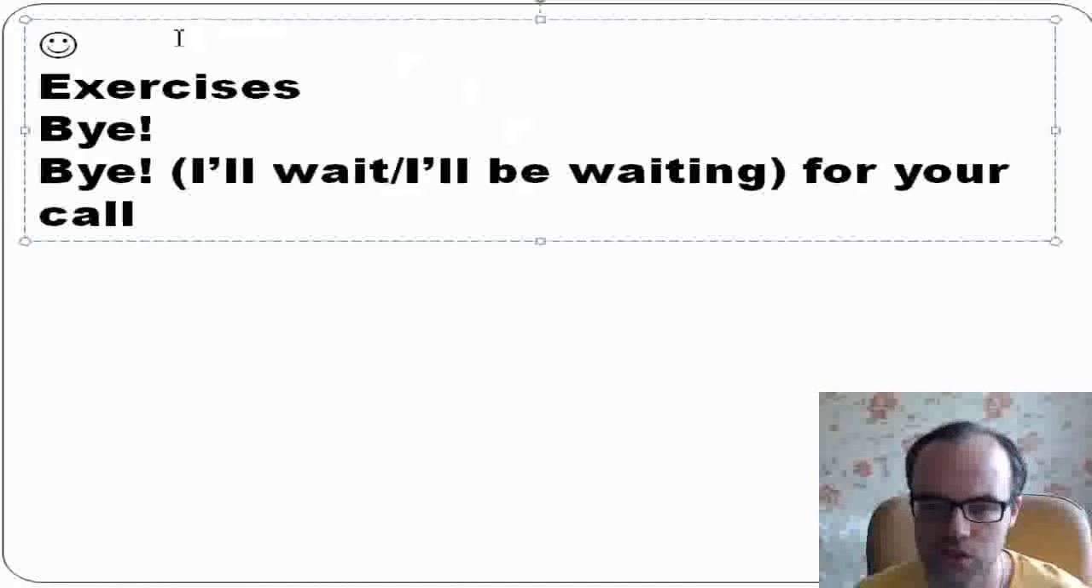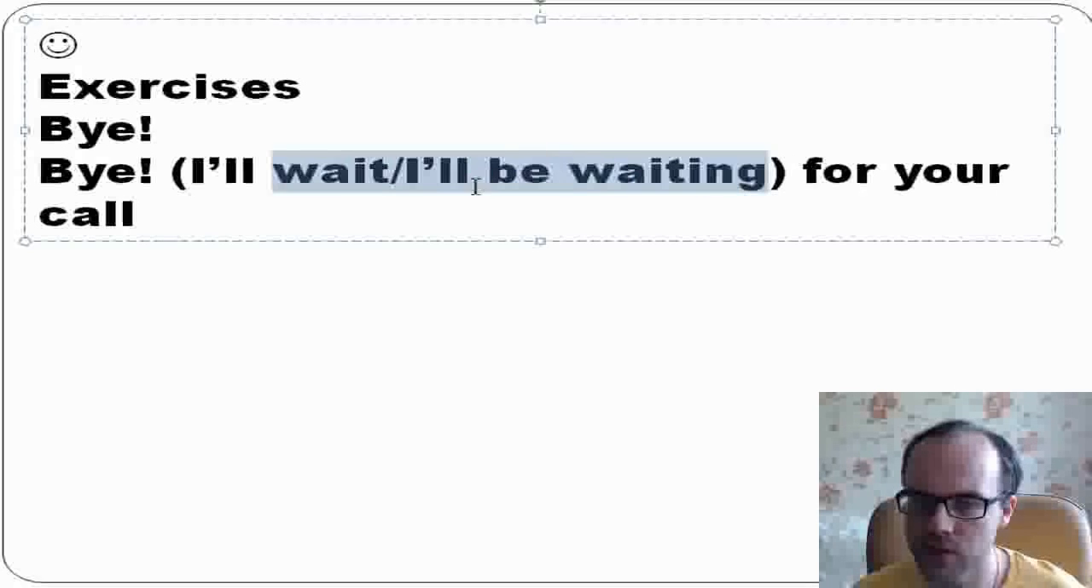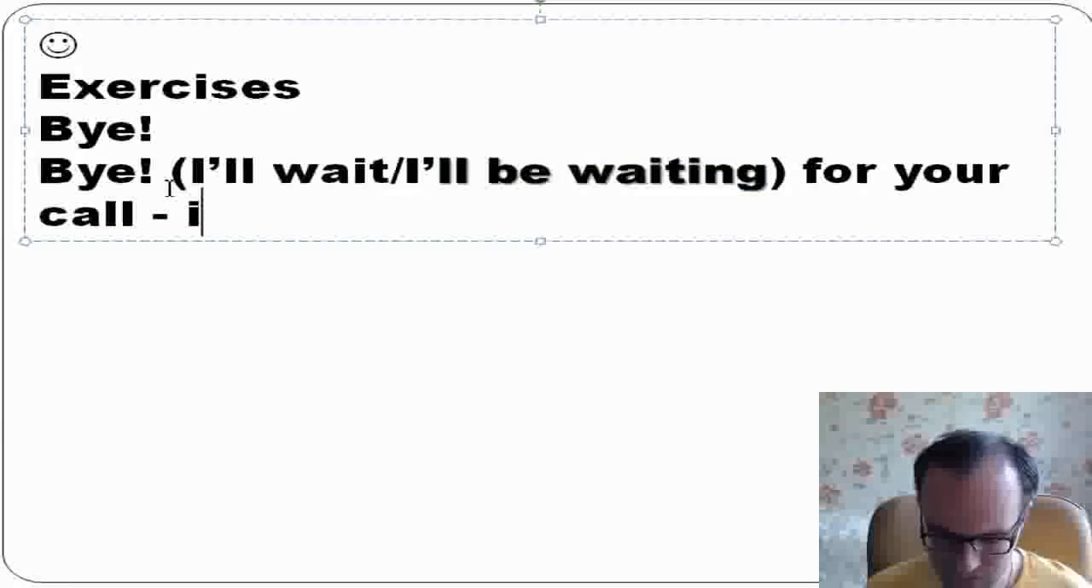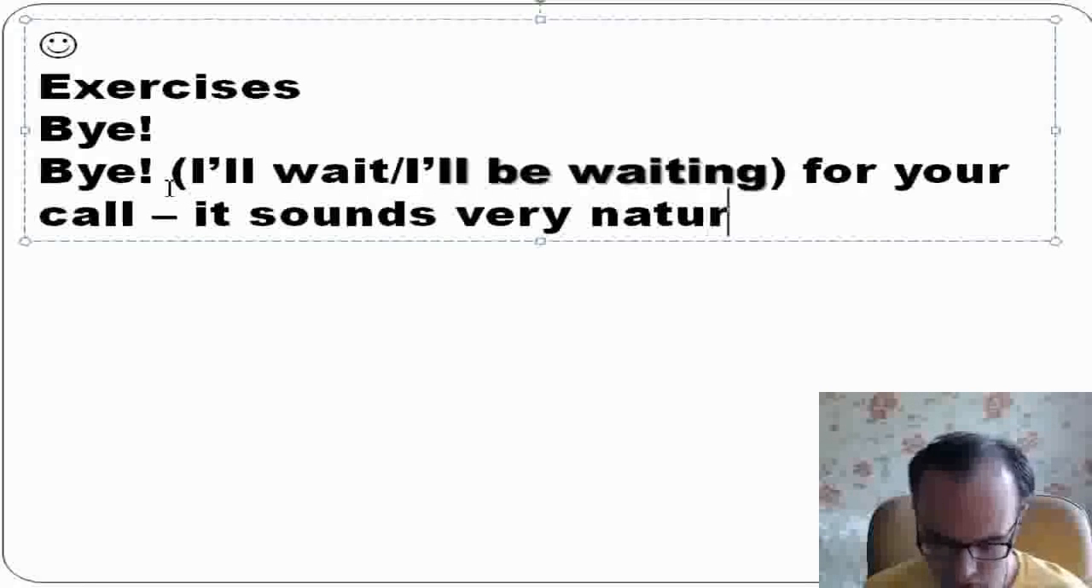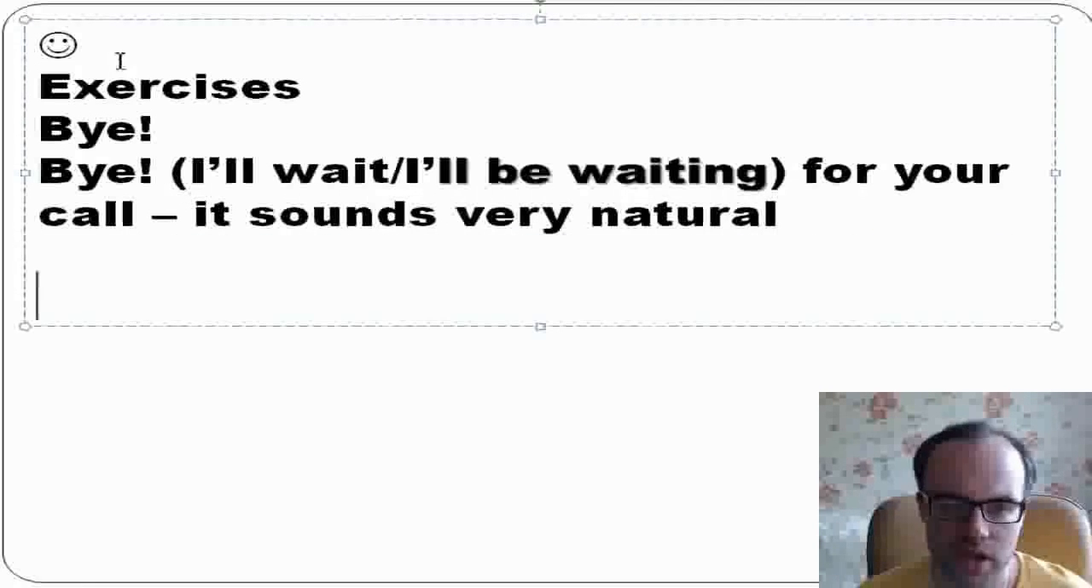And you see, it's not a short action, not just a second, it's a long action in the future. And we also know that we often use future continuous with the verb wait in an English conversation. So I'll be waiting for a call, it sounds very natural. Okay, very good.